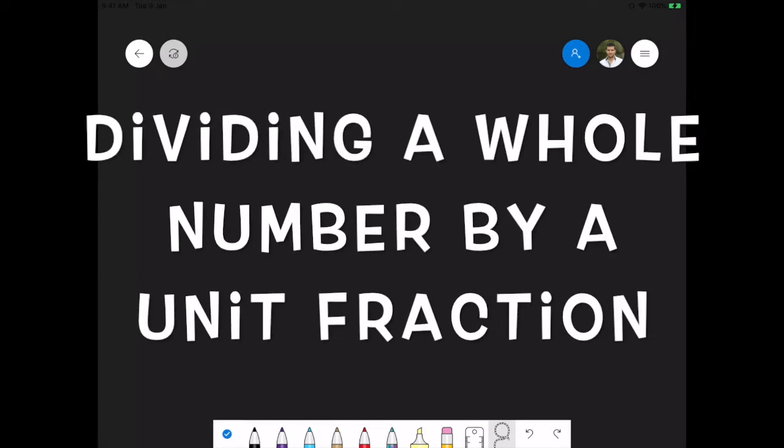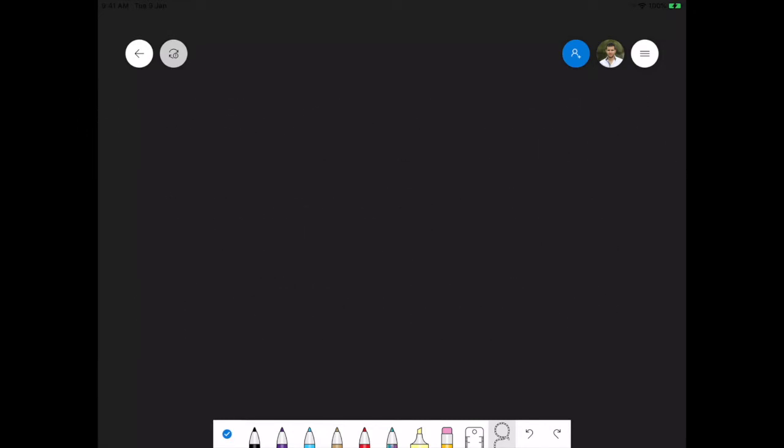Okay, so our objective for today is to divide a whole number by a unit fraction. In order to do so, we will work our way through a word problem. Let's say Jenny buys 2 kilograms of walnuts. If Jenny wants to put the 2 kilograms in each bag, how many bags will she make?